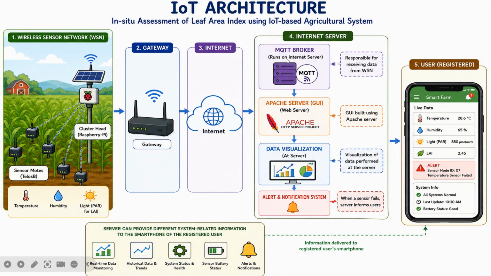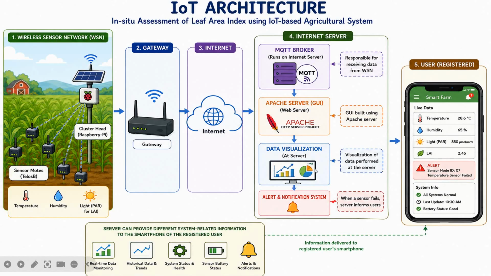an MQTT broker receives the data from the WSN. MQTT is a lightweight publish/subscribe communication protocol, which is commonly used in IoT applications because of its efficiency and low bandwidth requirements. The server also hosts an Apache web server, which provides a graphical user interface for monitoring the system. Now the sensor data is processed and visualized directly on the server through charts, graphs, and dashboards.